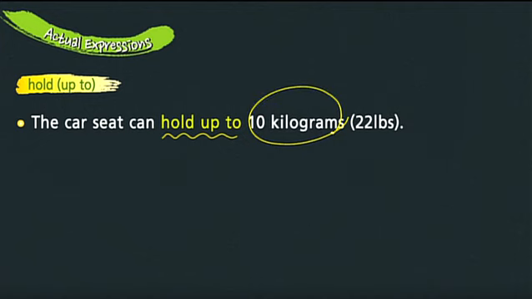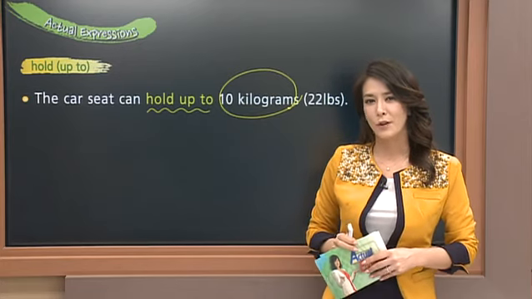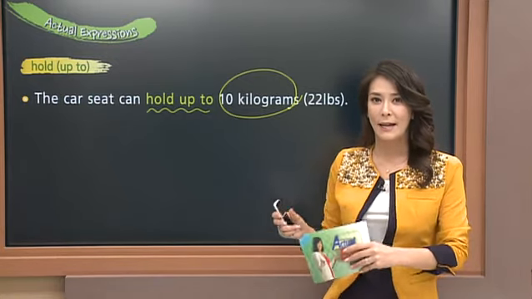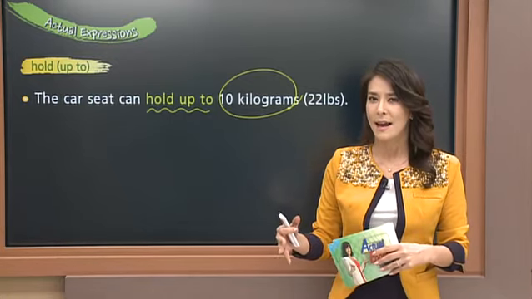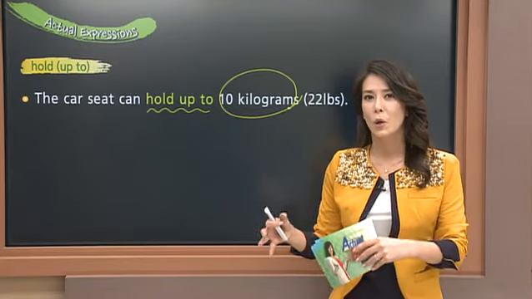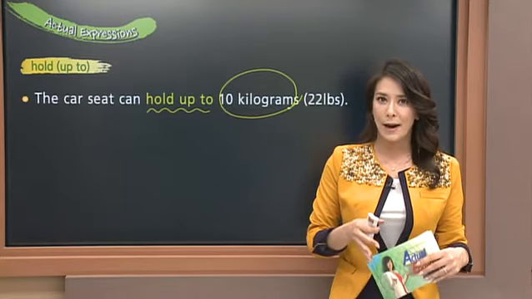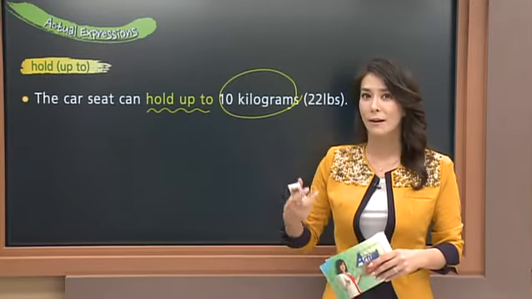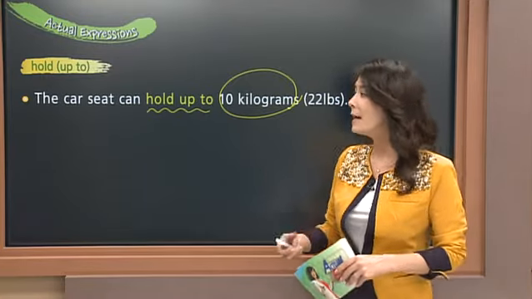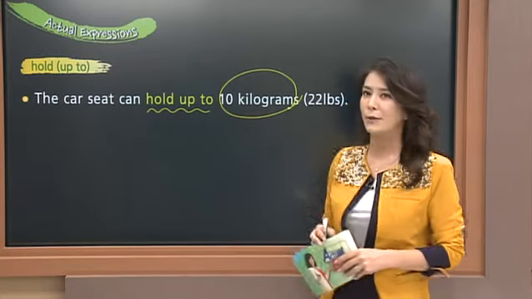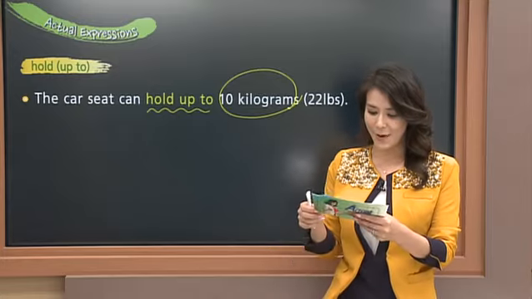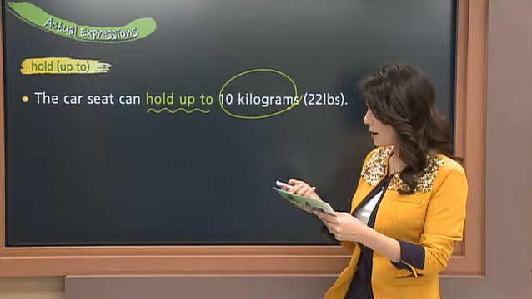So this means for those of you that have children, you may have a car seat for your kids to sit in the back seat, and they come in all different sizes. And these car seats can hold up to certain kilograms. So the one that you have, you can say, my car seat or the car seat I have can hold up to 10 kilograms, can hold up to 15 kilograms, for example. Okay, so let's move on to our next one.